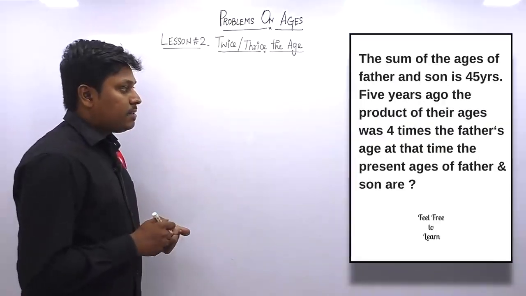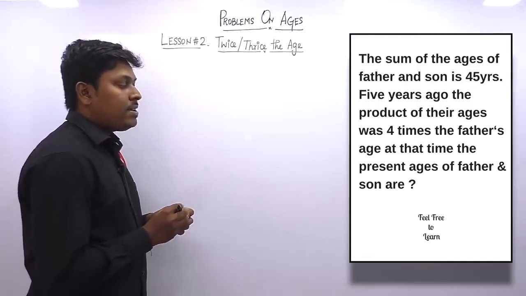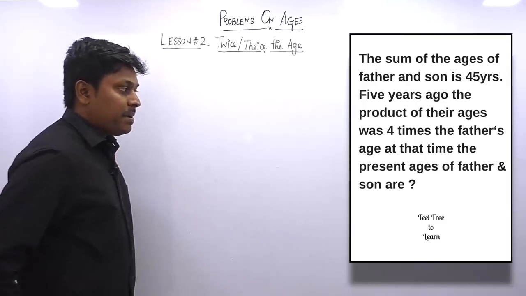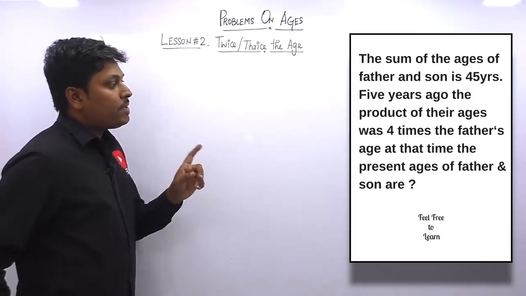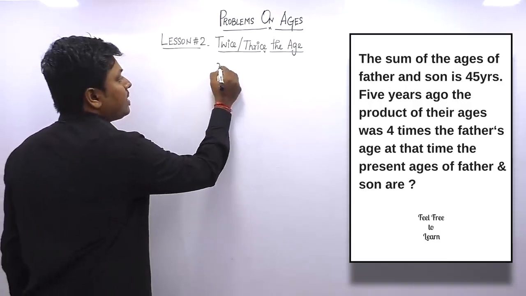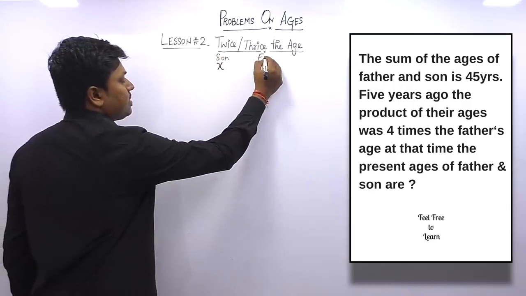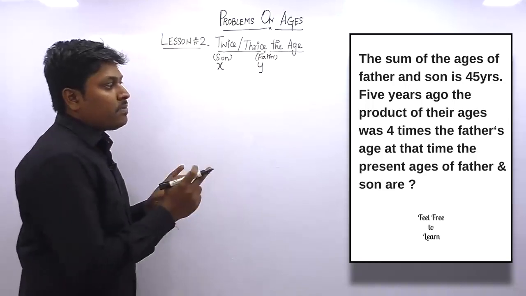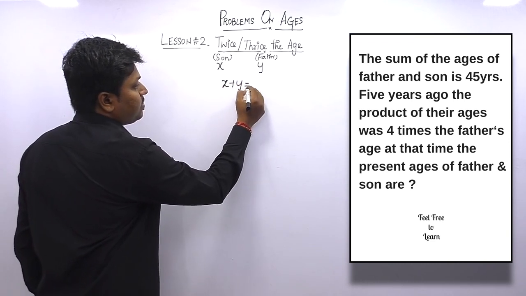Question number 8. The sum of the ages of father and son is 45 years. 5 years ago, the product of their ages was 4 times the father's age at that time. The present ages of father and son are? So initially what they are saying is the sum of the ages of father and son is 45 years. Let me keep the son's age as x and the father's age as y, right? So we are just assuming that the son's age is x here and the father's age will be y. The sum of ages of father and son is 45 years. So we can say x plus y is equal to 45, right?